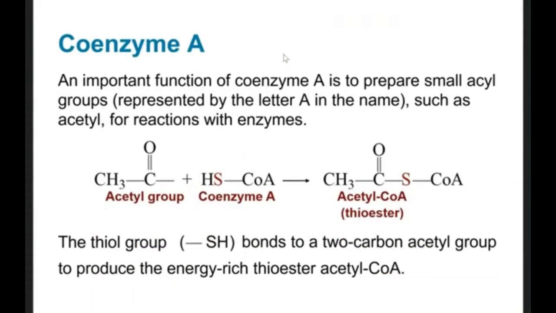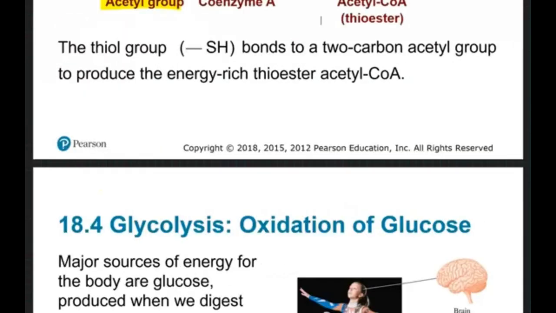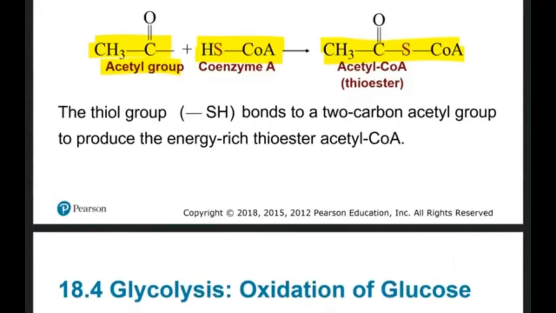So the role of coenzyme A is to transfer various acyl groups, for the most part, the acetyl group, from one molecule to another. Okay, you can see that the acetyl group binds to the coenzyme, forming acetyl-CoA. And then this acetyl group can be introduced into a reaction with something else.